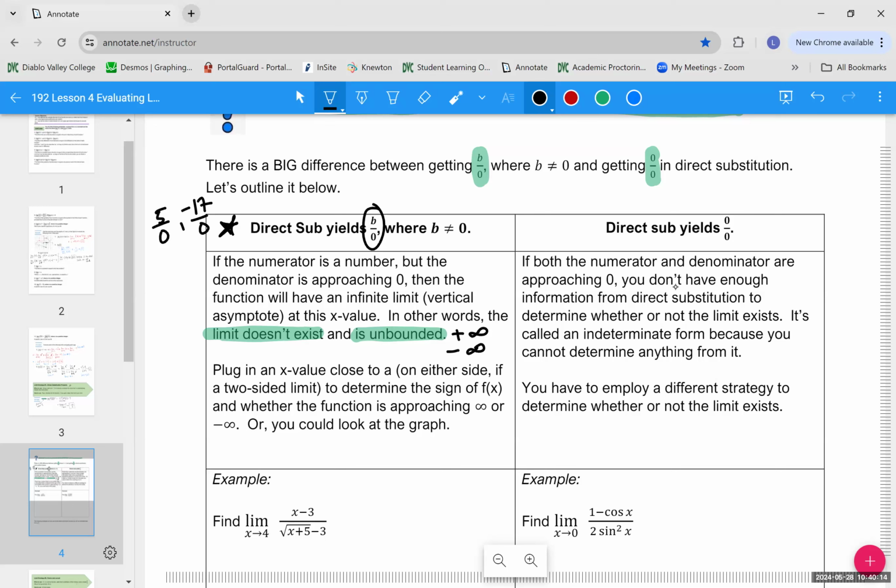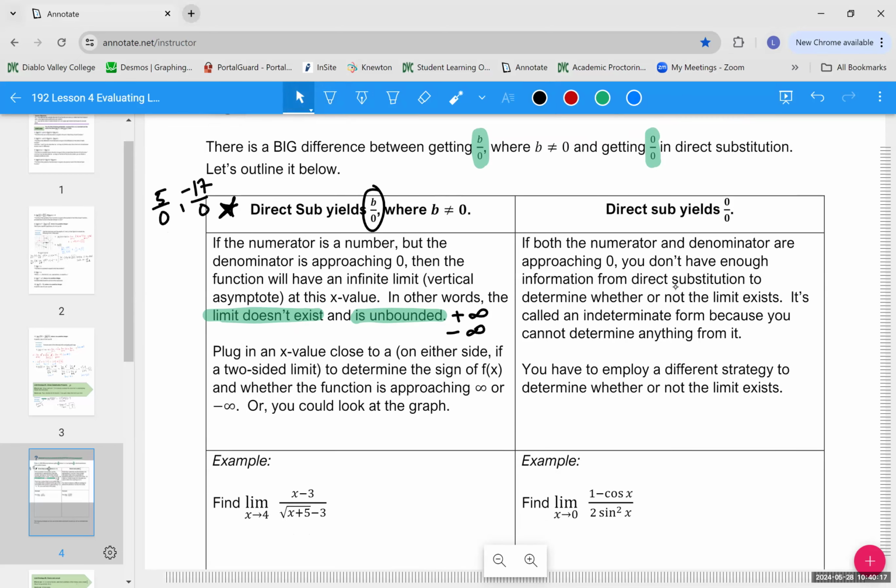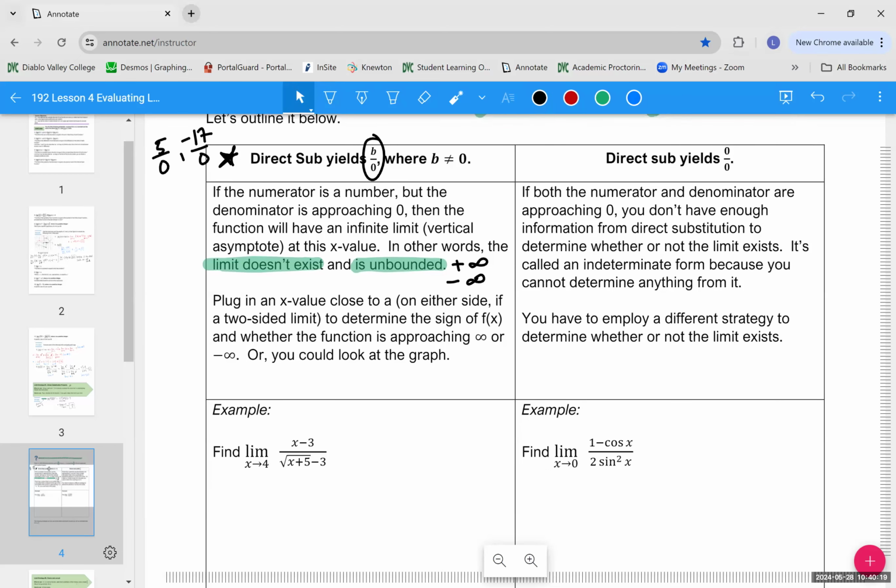So how do you figure out which one it is? Is it positive infinity or negative infinity? Well, you could look at the graph. If you had a graphing calculator or you knew what that graph looked like, you could look at the graph to determine, is it going up or down in the area that I'm looking at? Or you can also pick an x value close to the number you're approaching, and you need one on either side if it's a two-sided limit. And you just look to see, is it a big positive or a big negative?